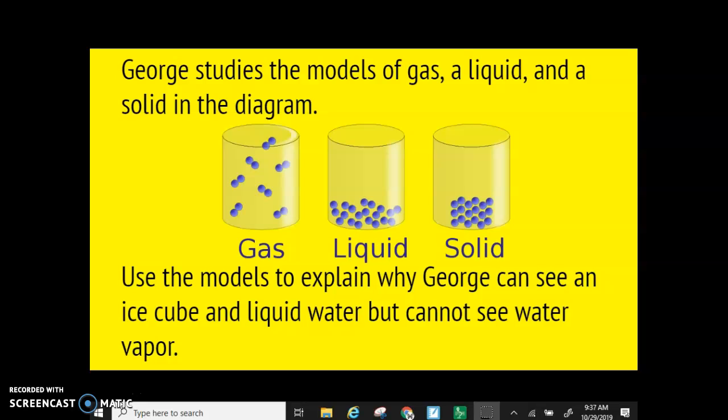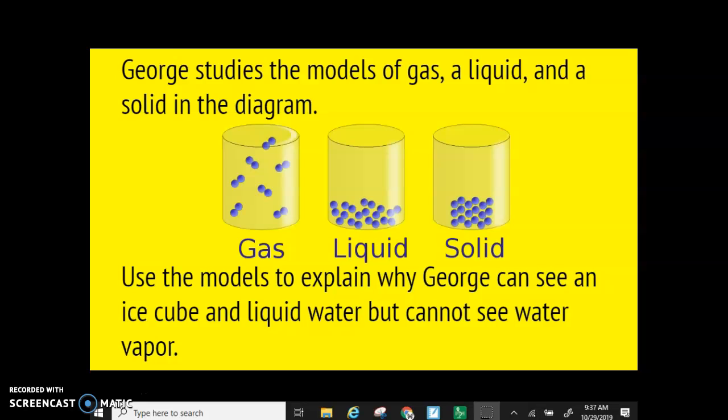I know there's a particle model, so I'm thinking of the answer. And in my head, I'm thinking, well, the solid, all of the particles are packed together. In liquid, the particles are pretty close together. So George can see ice cube and liquid because the particles are close together. George cannot see water vapor because the particles are spread out.